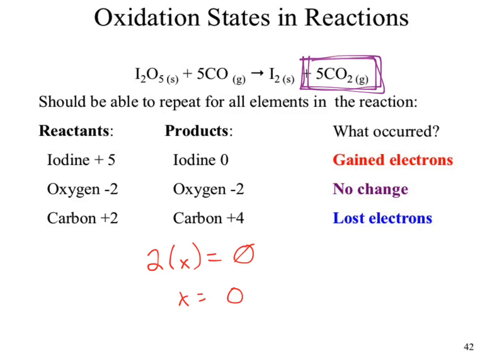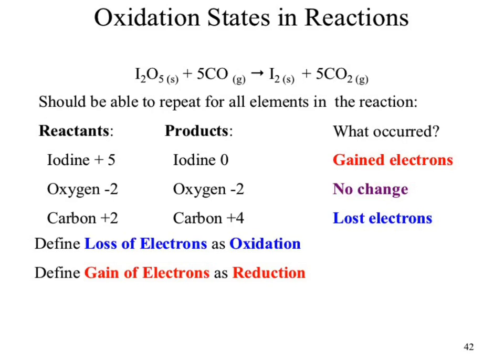What is that new word we're going to use for gaining electrons? Reduction. Remember, we're gaining, so we're going to call it reduction. Loss of electrons, we're going to call oxidation. Okay? Why? Thank you for asking that. Let's look at the one that lost electrons, oxidation. Which element lost electrons?